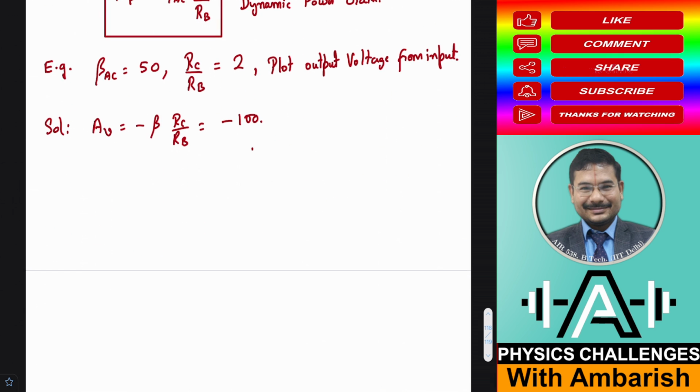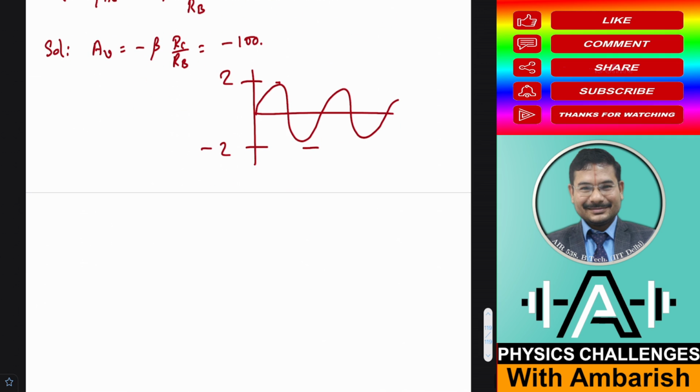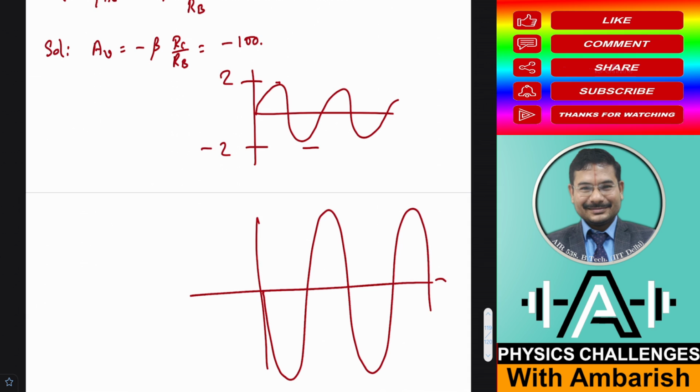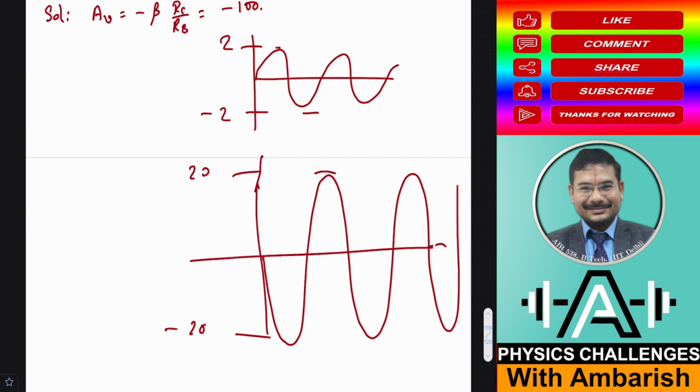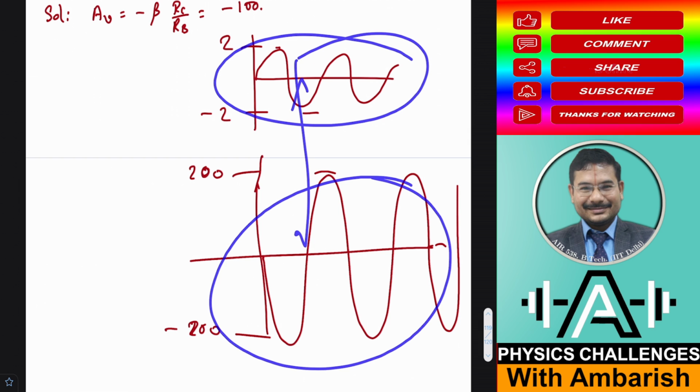For example, I forgot to make the graph, but let me make it right away. Suppose your input signal is something like this, about 2 volt and minus 2 volt. The output signal will be inverted, going up and down, and this could be maybe 20 volts and minus 20 volts, depending on the amplification that is achieved. If it is an amplification of 100 times, then it will become 200 and minus 200. The important thing to note is the graph is inverted over here. This is what is meant by pi shift.